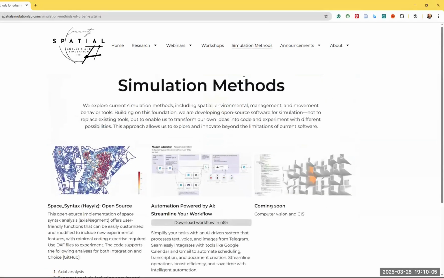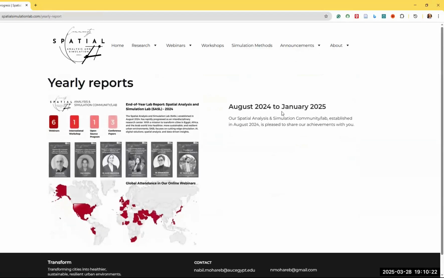In addition, we do have our own software. We have developed a space-centric software. We call it Hayes. It is open source. Anyone could add or remove or even enhance that software if you wish. And we have regular announcements for our issues, in addition to our yearly report of activities.